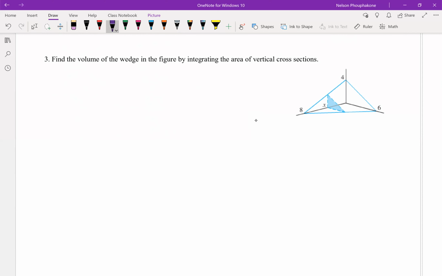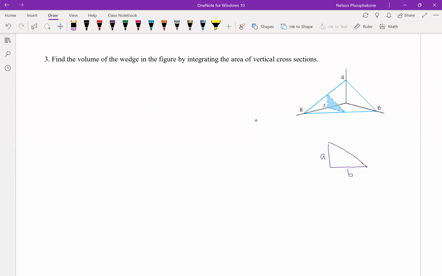Okay, so how do we actually work out this problem? Now you will see what happened to the cross section right here. I know that the cross section is actually a rectangle. So for this rectangle, we have a and b right here. Now again, remember a and b, they always change.